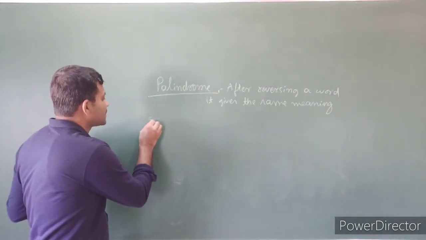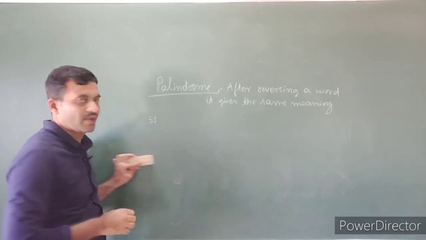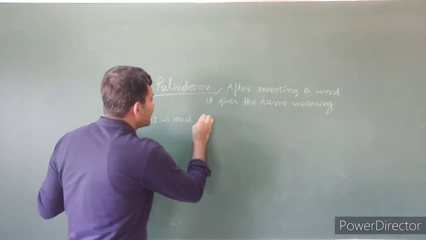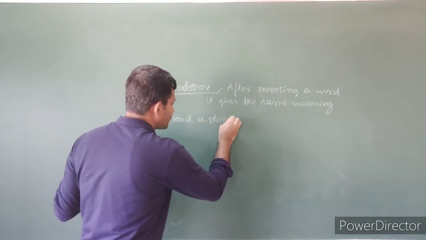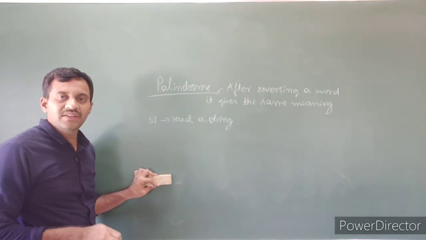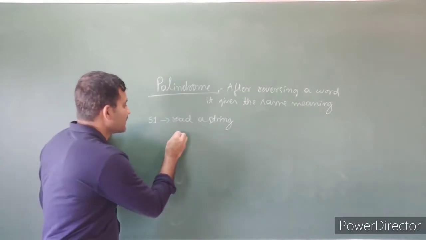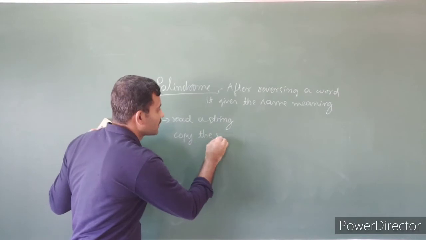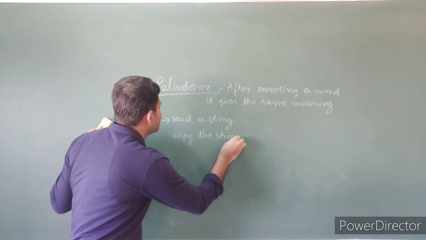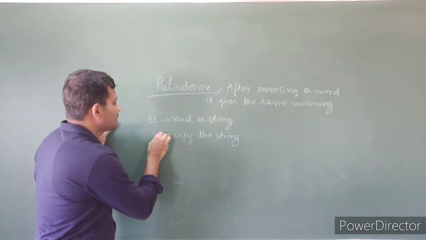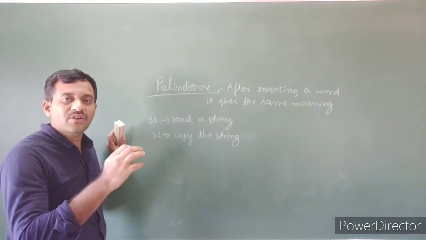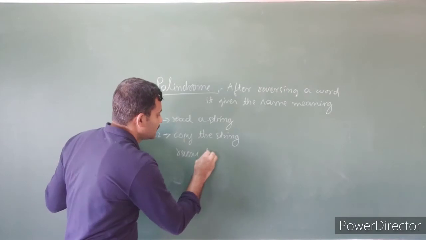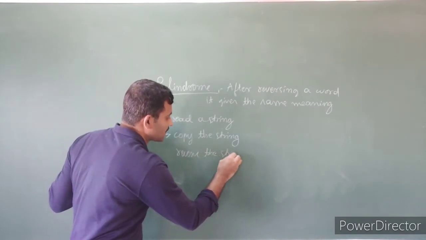First, we have to read the string S1. After reading, we have to copy the string. In the second step, we copy the string; see here, the second string is S2. After copying the string, we have to reverse the string.